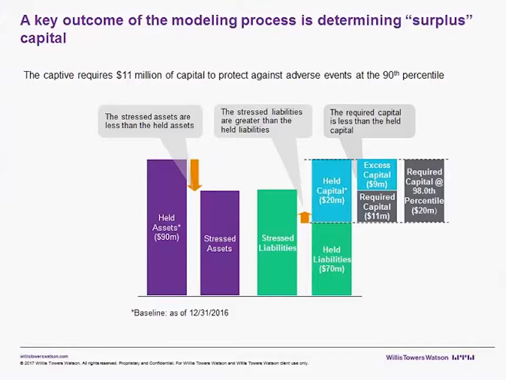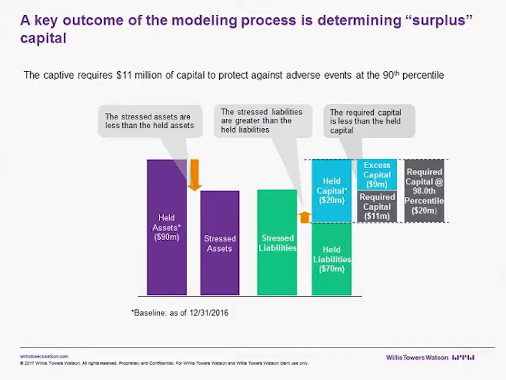You may look at the reserves to surplus. You may look at a certain metric of the number, the largest occurrence, times 10, the old New York rule. But none of these actually capture the effect of diversification. So what we do in our modeling process is actually stress the assets and stress the liabilities. So stressed assets are less than the held assets, and stressed liabilities are greater than the held liabilities.